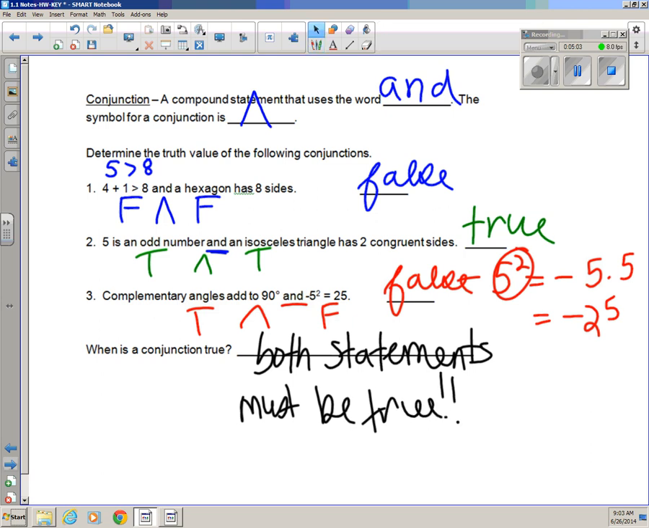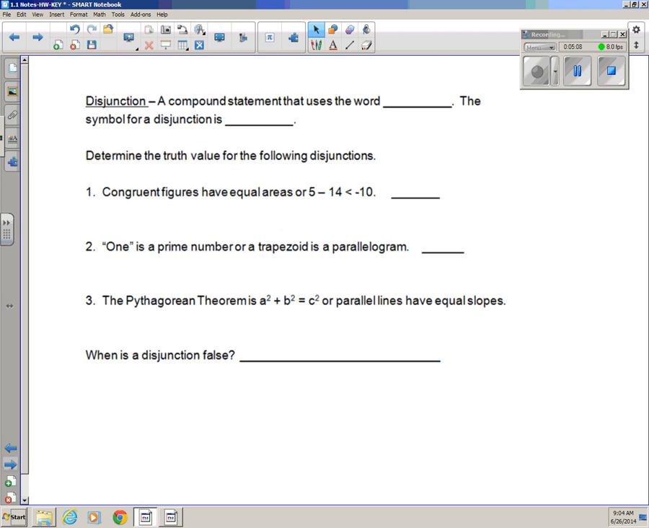Okay? So there's your conjunctions. Those are your ands. So what's left are the disjunctions, the ors. So a compound statement that uses the word or. So all you do for this symbol is take that A, that conjunction symbol, and turn it upside down and make it look like a V. So that's your disjunction. Determine the truth value for the following. Congruent figures have equal areas, or 5 minus 14 is less than negative 10.